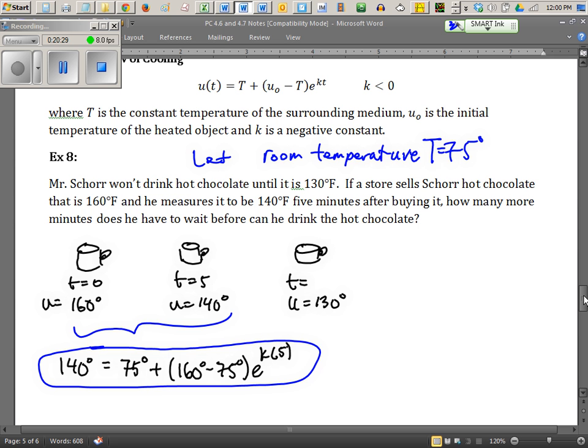So I did the best I could. I set up everything I knew about the first 5 minutes. I know the temperature of the room was 75. I know it was at 160 and ended up at 140. And I knew the time was 5 minutes. I should be able to get K from this, right?